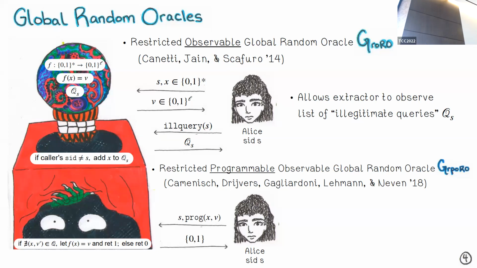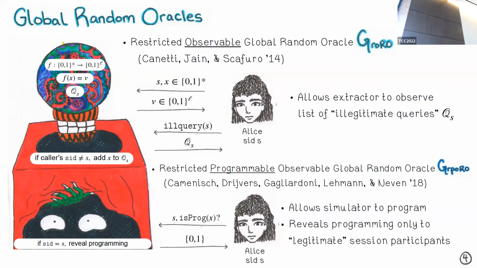But we don't want to allow Alice to cheat. If Alice is an adversary, we don't want to allow her to just program the oracle and forge proofs. So we add an interface called the isProgrammed interface that allows anyone to check whether indices in their session have been programmed before. So if Alice's session ID that she sends with her query matches her actual session ID, then the random oracle reveals the programming. Otherwise, it does not. Again, this would allow the simulator to program, but because the environment is not part of any legitimate protocol session, the environment cannot tell whether the simulator has programmed the random oracle or not.